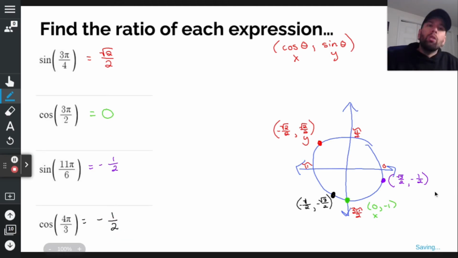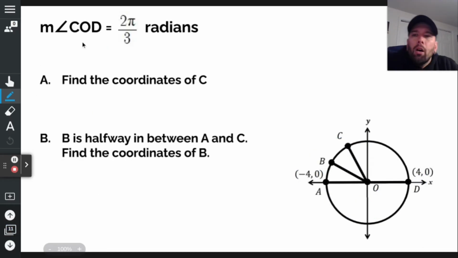All right, so that's how you use the unit circle to come up with values or ratios if you're given a bunch of ratios, which I am. All right, the measure of angle COD is 2 pi over 3 radians. So you are 2 pi over 3, which brings you to the first dot of the 3 dots there. Okay, so C is going to be the first dot. Find the coordinates of C.